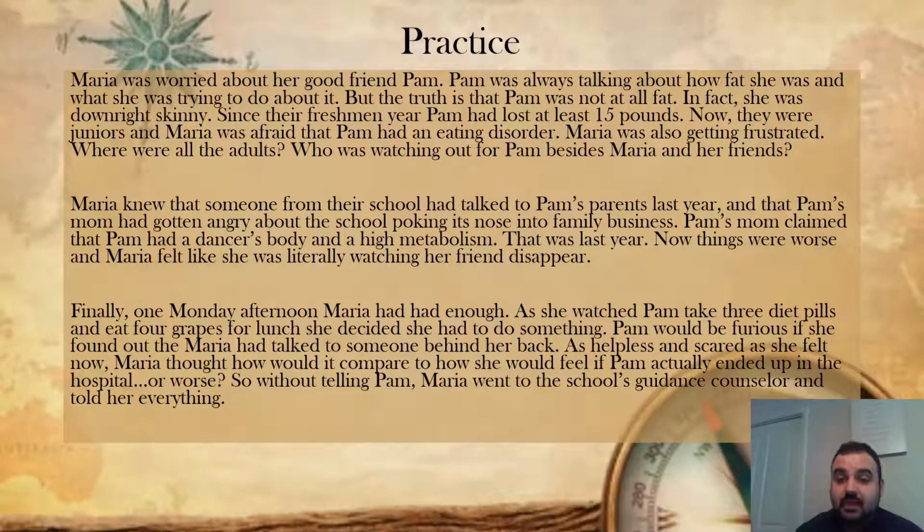As she watched Pam take 3 diet pills and eat 4 grapes for lunch, she decided she had to do something. Pam would be furious if she found out that Maria had talked to someone behind her back. As helpless and scared as she felt now, Maria thought, how would it compare to how she would feel if Pam actually ended up in the hospital, or worse? So without telling Pam, Maria went to the school's guidance counselor and told her everything.